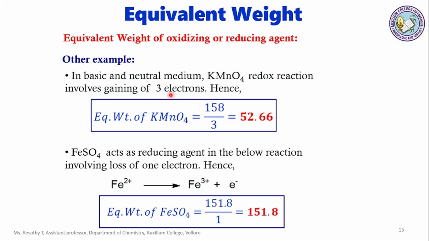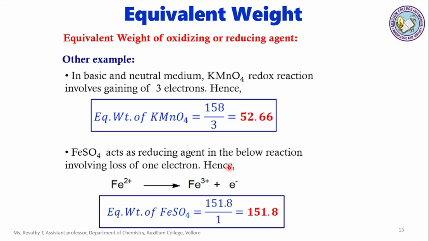However, the number of electrons gained or lost by an atom may vary in different medium. As KMnO4 gains 5 electrons in acidic medium, it gains only 3 electrons in basic and neutral medium. Therefore, the number of electrons gained here is only 3. Equivalent weight of KMnO4 will be equal to 158 divided by 3 in basic and neutral medium, which is equal to 52.66.